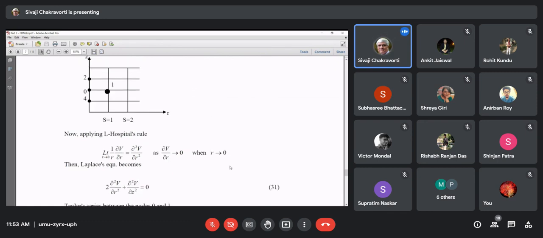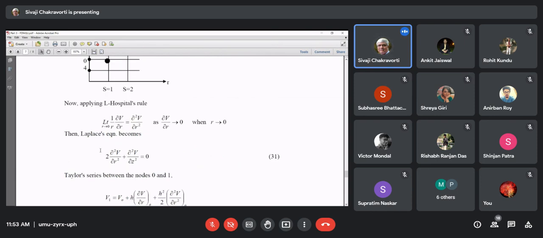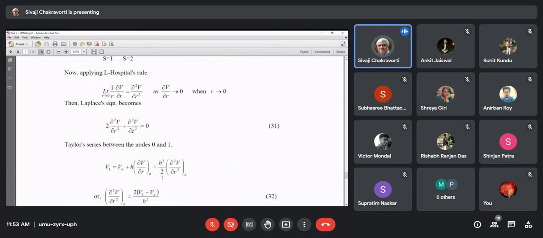So this we apply, and then Laplace's equation is modified. That means the second term, (1/r)(∂V/∂r), becomes ∂²V/∂r². So we get equation 31, with 2 ∂²V/∂r². But this is for a node on the axis, not for other nodes.